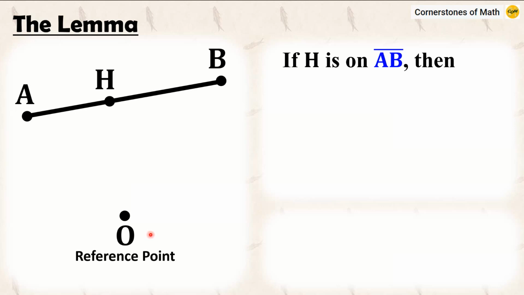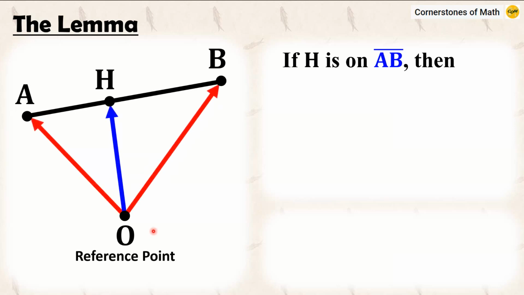Now, if we take a reference point, such as this point O, which can be the origin of the xy plane or another convenient point depending on the situation, then we can express these points as position vectors OA, OB, and OH. This is quite an important concept, you know. Vectors are another means to express points.